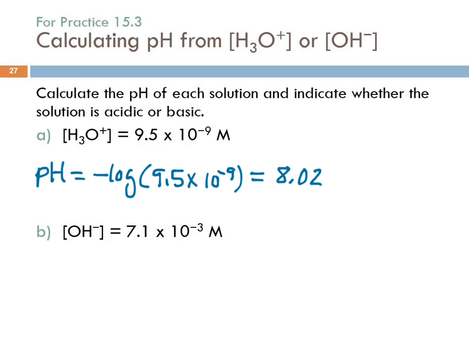You got 8.98. Well, let me try that again. Negative base 10 log of 9.5 times 10 to the minus 9. I'm still getting 8.02.